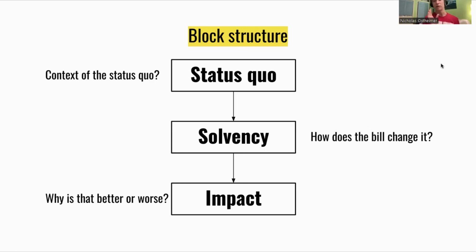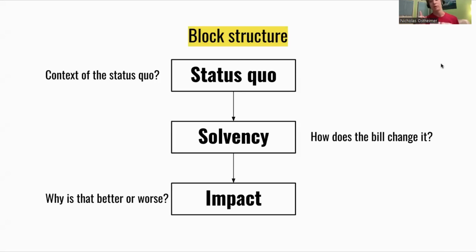My solvency block could be saying, you know, this bill gives police departments money which they're going to spend on things which are bad for the community, like hiring more police officers or militarizing their police departments more. And that's your solvency. It doesn't have an explicit spelled out negative impact, but it does lead into it.